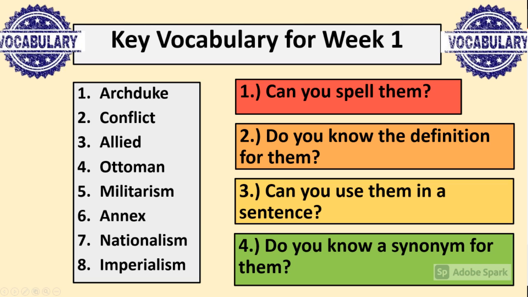As always, it's important that we're confident with our vocabulary, so our key vocabulary for week 1: can you spell Archduke, conflict, allied, Ottoman, militarism, annex, nationalism, or imperialism? Can you spell them? Do you know the definition for them? Could you use these in a sentence? And do you know a synonym for them?